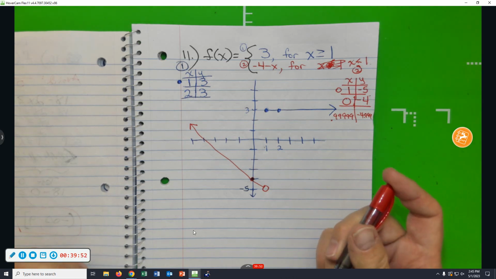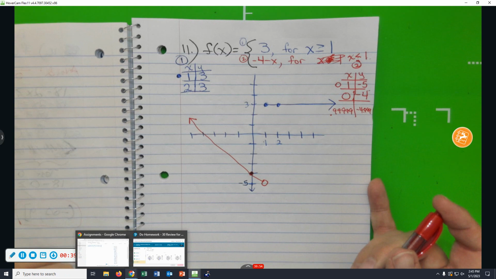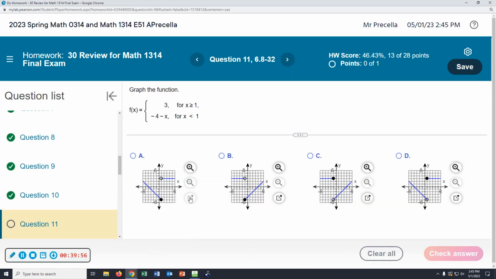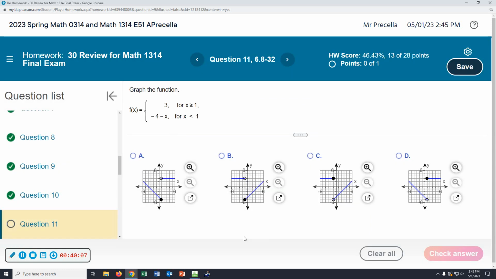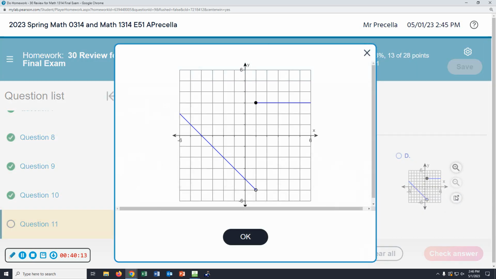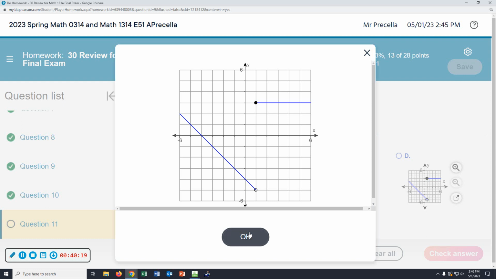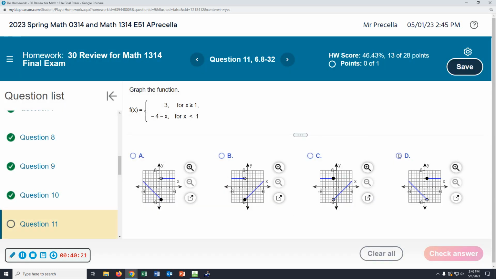Now, A, B, C, or D? Let me see. I think the open and closed are wrong there. So which one is it? D? This one? Yeah, the top one's closed, the bottom one's open. Yes. Okay, so box D.